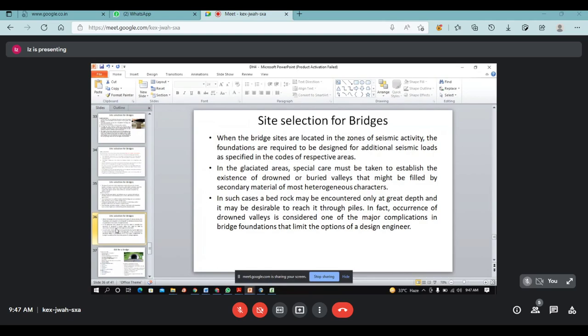Seismically active zone, right? So this becomes an additional threat when you are doing construction of bridges in a seismically active zone. Be it a bridge or a high rise building or any other construction, you always need to coordinate with the seismic mapping of that area, which seismic zone the particular area is falling in. If it is seismically active, the foundations are required to be designed for additional seismic loads as specified in the code of the respective areas. सीस्मिक zones के codes बने हुए हैं. If you are working in that area, you need to follow them.